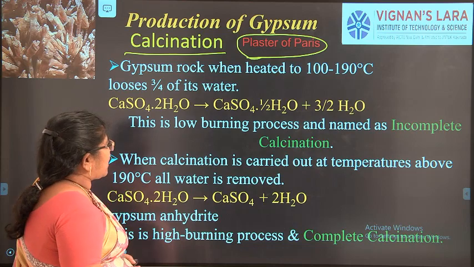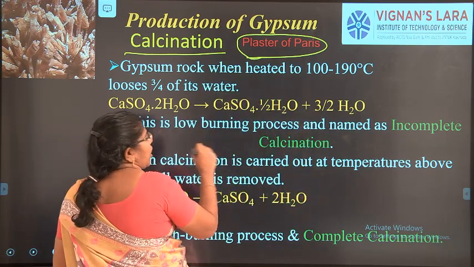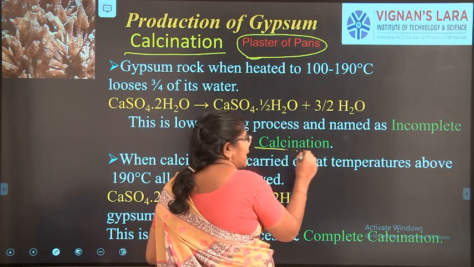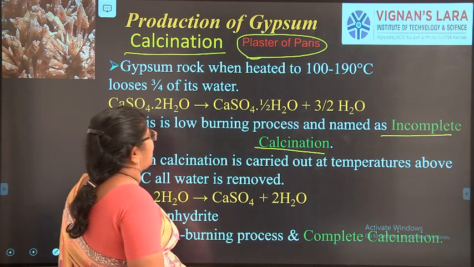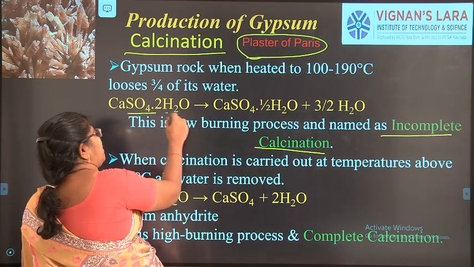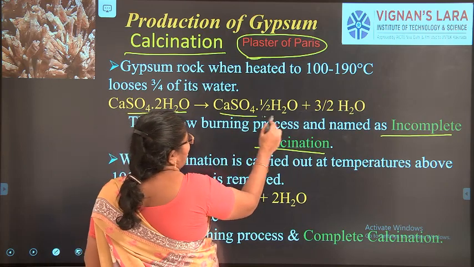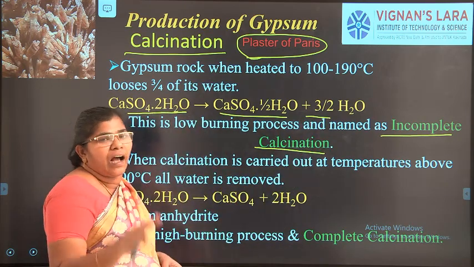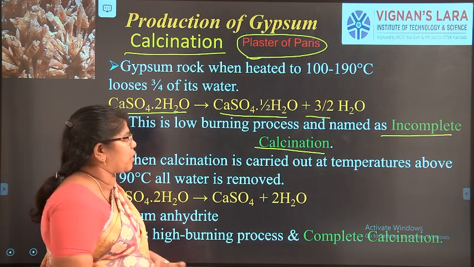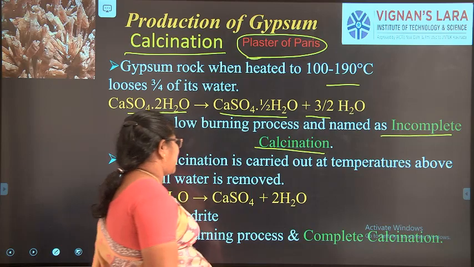So gypsum rock, when heated to 100 to 190 degrees, is not fully calcinated. In case of incomplete calcination, this is the formation: CaSO4 2H2O will form CaSO4 half H2O plus 3 by 2 H2O. This is an incomplete calcination process. This happens when the temperature is raised up to 190 degrees centigrade.